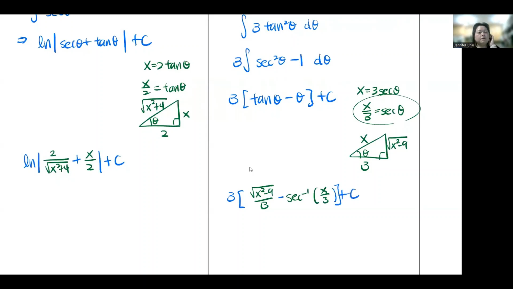Okay? All right, please make sure you complete this homework assignment for this section so you are well versed in these trig substitutions. Okay? That's it, guys.